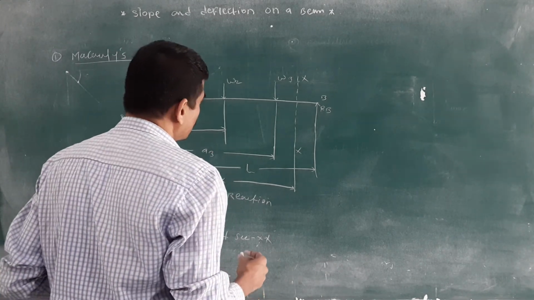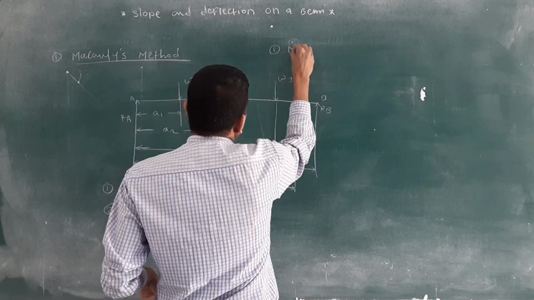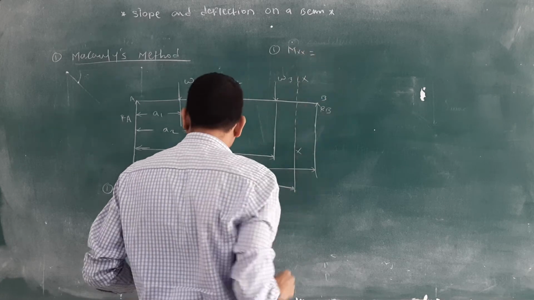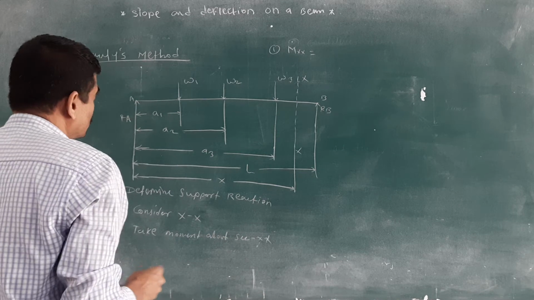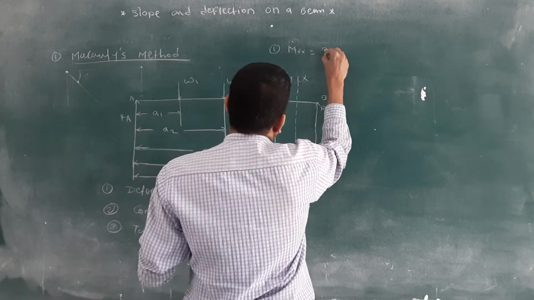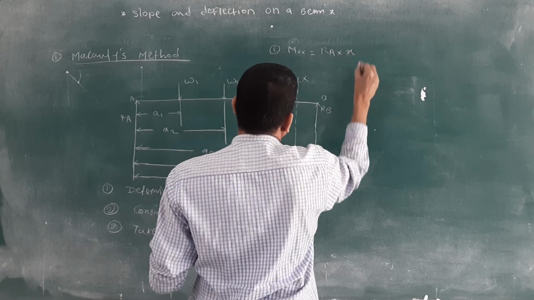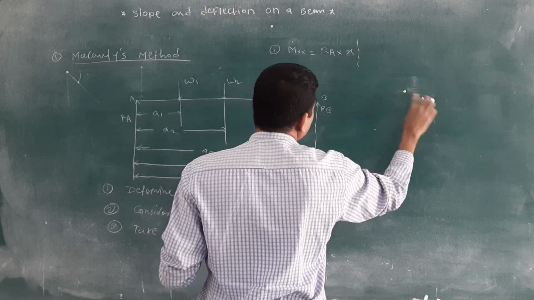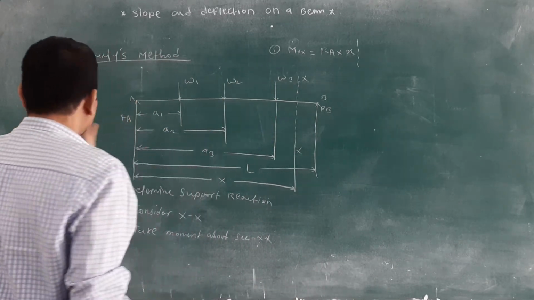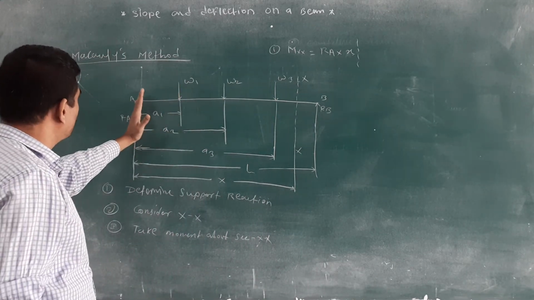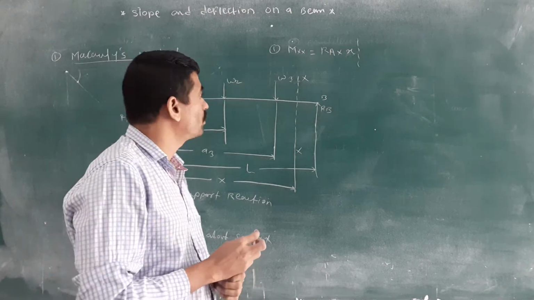Then what will you get if you have taken the moment about the section XX? I will write that equation here. Moment about the section XX: RA into X. Then make the compartment. You have to make the compartment after each loading. Here is the one load, then make the compartment. Then easily you can solve the given numerical.